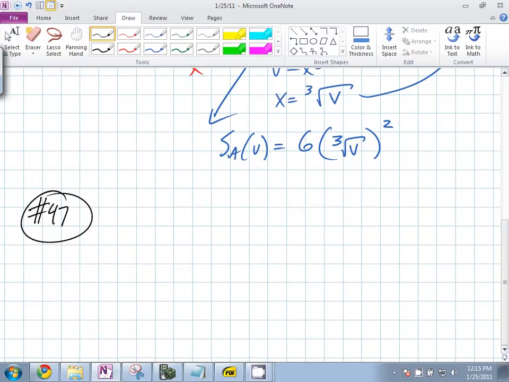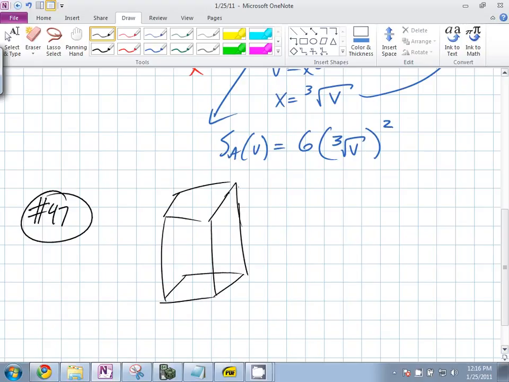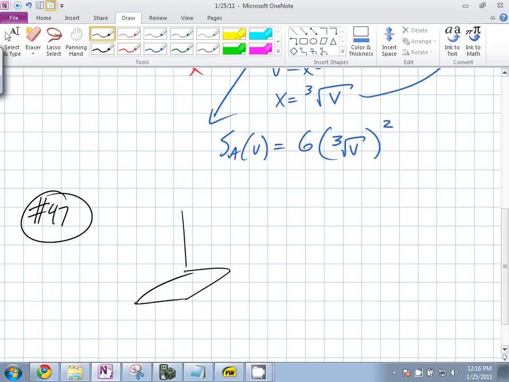47, I think it's a rectangular box with a square base and an open top. How should you start this question? What should you do first? Yeah, draw a picture. So you have a square base, and the height does not have to be the same as the base. That's a terrible box. This one's not going to be that much better. There it is. Well, the side lengths are all x and x. Do we know the height? No. Let's call it H.